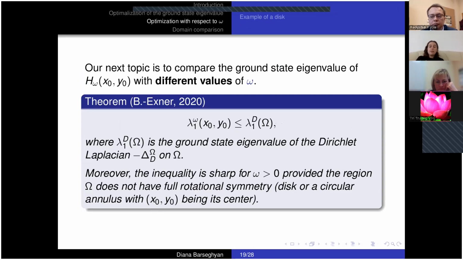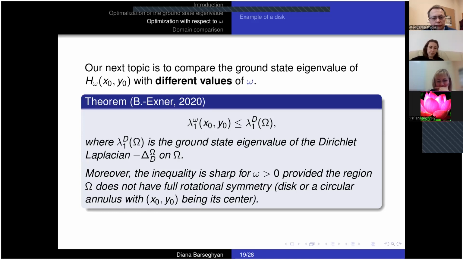Now, we will pass to the next topic, and we are going to compare the ground state eigenvalue with different omega and with the fixed x0, y0. So first, we will prove the theorem that for any x0, y0 and any omega, the ground state eigenvalue corresponding to this x0, y0 is no larger than the ground state eigenvalue of the Laplace operator. The right-hand side of this inequality, lambda 1 D omega, is the Laplace operator with the Dirichlet conditions defined on omega.